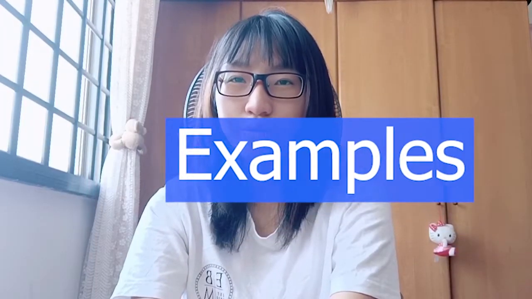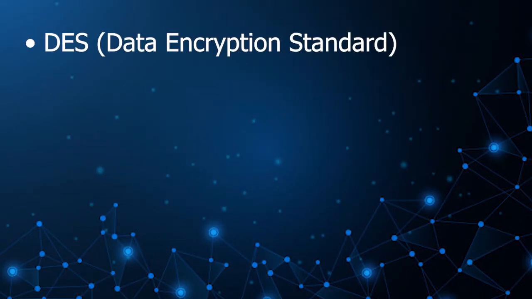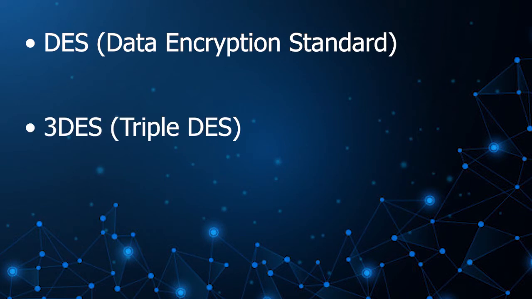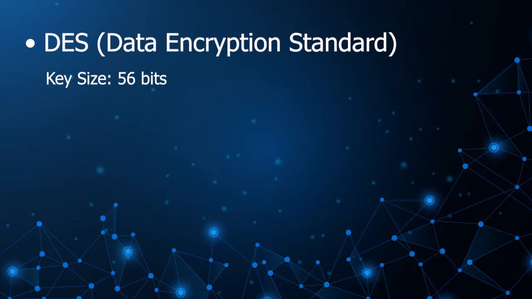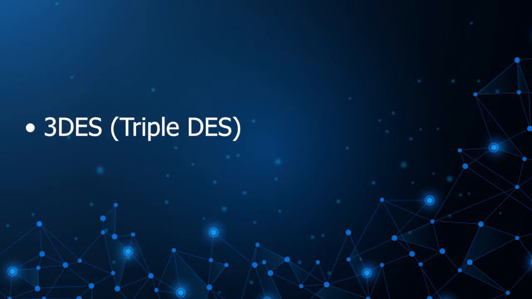For examples of symmetric key cryptography, I will talk about three, which are DES, Data Encryption Standard, 3DES, Triple DES, which is an upgrade of DES, and AES, Advanced Encryption Standard. DES has a key size of 56 bits, while 3DES has a key size of 168, 112, or 56 bits. So triple DES is actually an upgrade of DES.